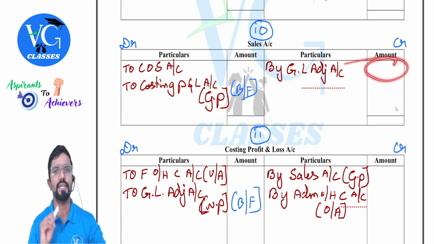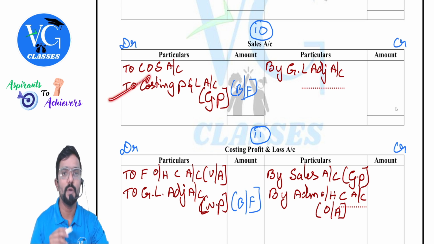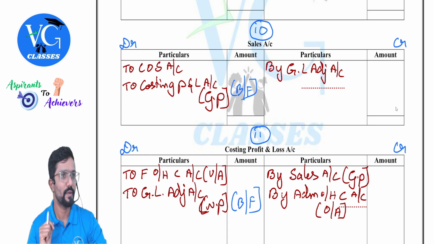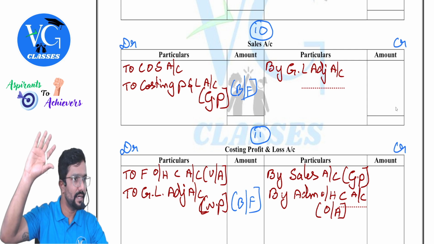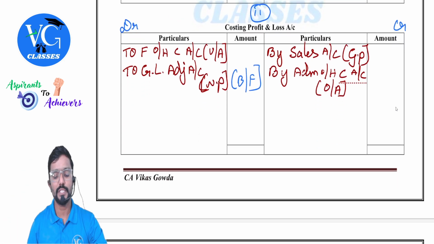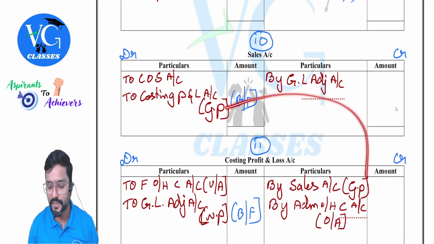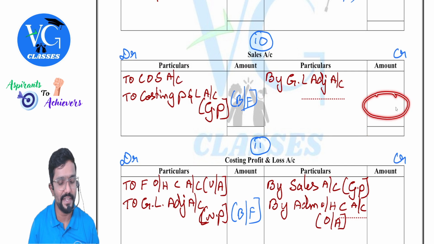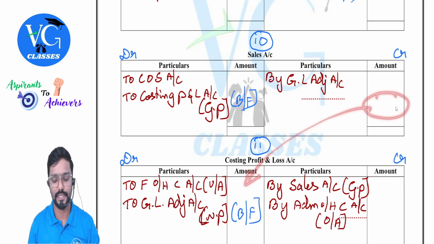Record. Once you do this, if there is a gross profit or gross loss, transfer it to costing P&L account. Hope you got it. Clear? Yes, sir. Now in costing P&L account, if there is gross profit which we have transferred, we will receive it here. Clear? Sir, what if it is a gross loss? You would have recorded it here and transfer it on the debit side. That's all. Clear? Yes, sir.